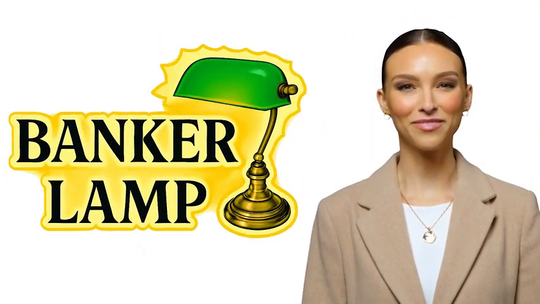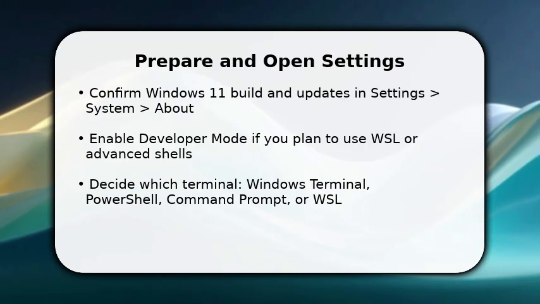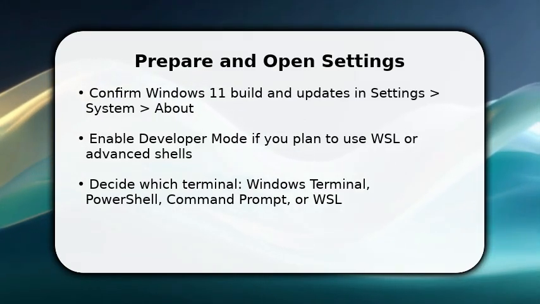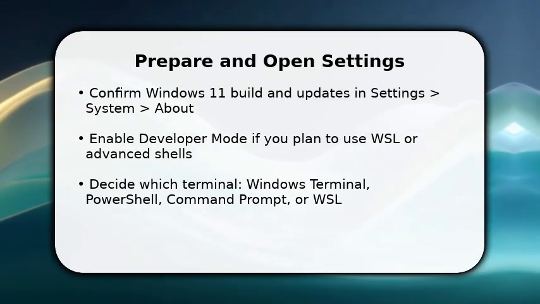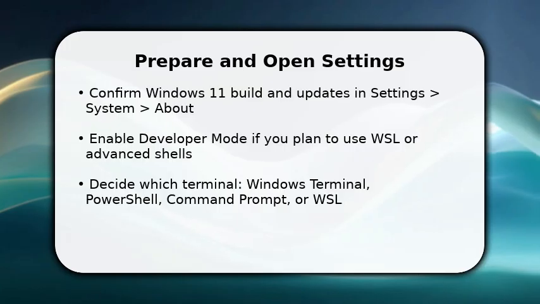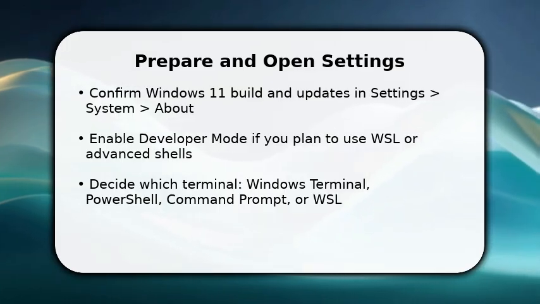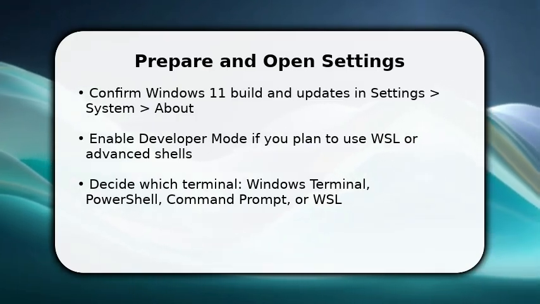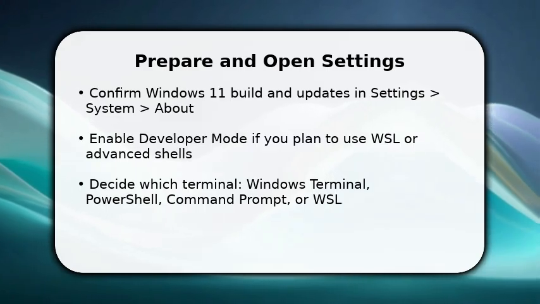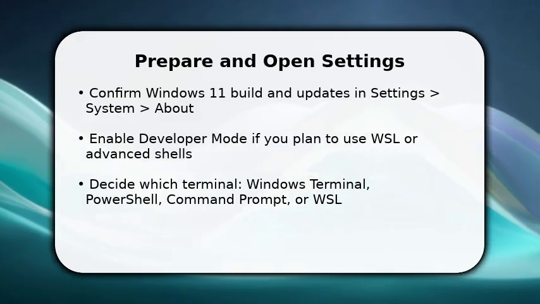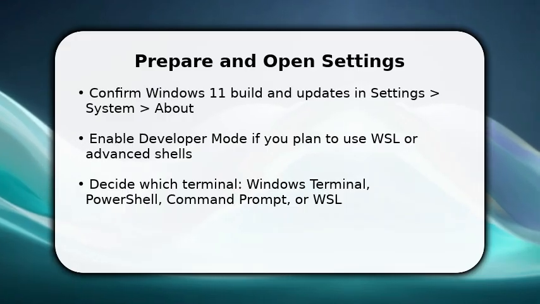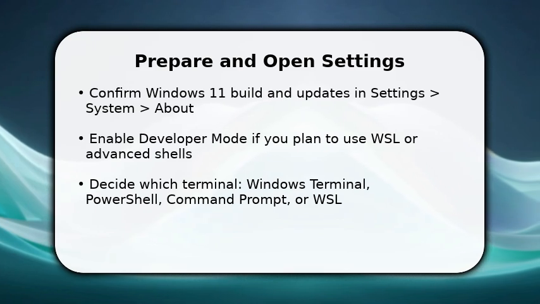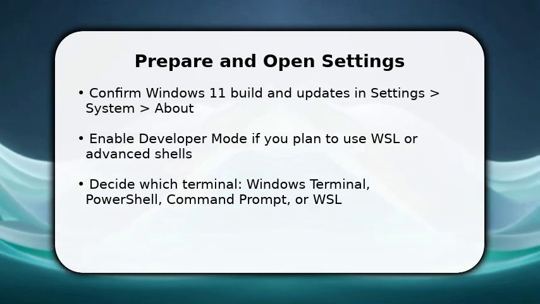Please enjoy the video. You start by checking the essentials so nothing blocks the process. Open Settings and verify your Windows 11 build and updates. This prevents compatibility issues. Once done, enable Developer Mode if you plan to install WSL or use advanced shells. Make sure you choose which terminal you want: Windows Terminal for tabs, PowerShell for admin scripts, Command Prompt for legacy tasks, or WSL for Linux tools. This initial choice shapes the next steps and makes installation and configuration faster and simpler.